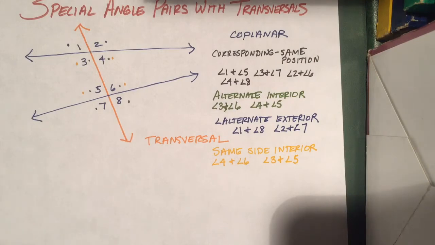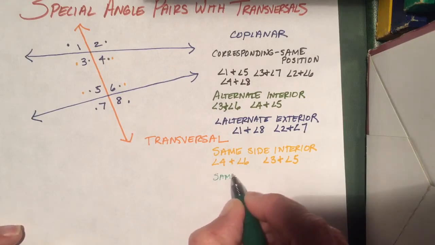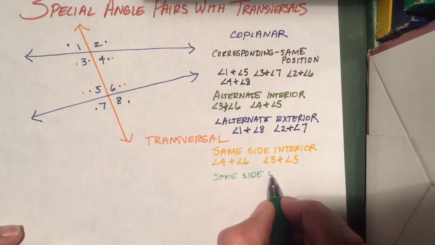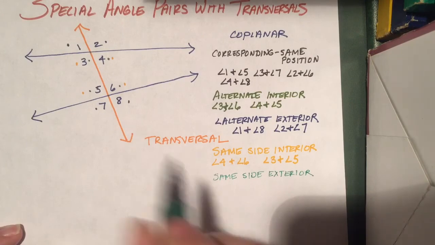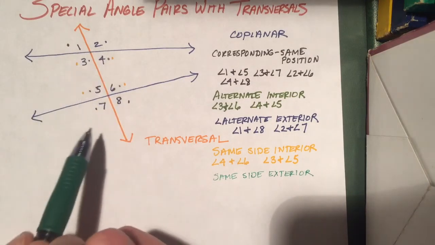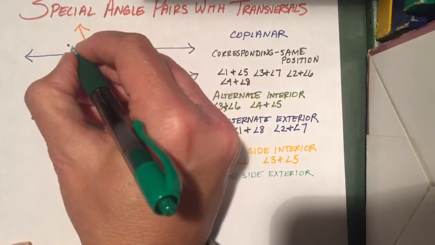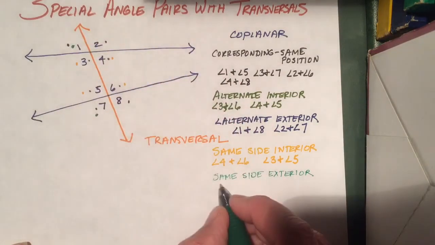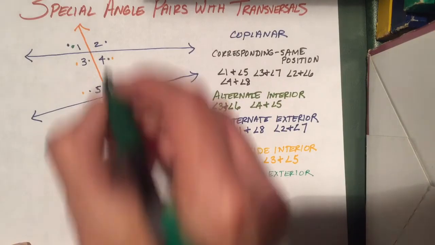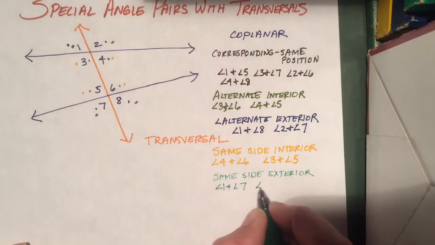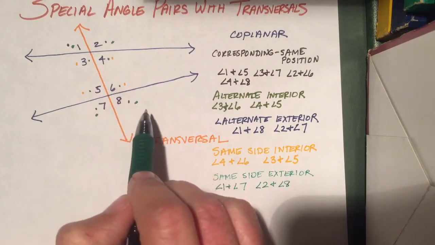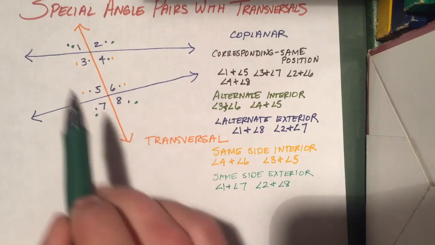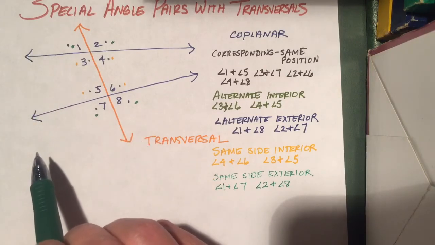Okay? All right, so we've got one more angle pair type, and that's going to be same side exterior. This is going to follow the same principle as same side interior, but now we're looking at the exterior angles, which are 1 and 2, 7 and 8. So angle 1 is on the same side as angle 7, and angle 2 is on the same side as angle 8. So those are your same side exteriors. 2 and 8 are both on the right of the transversal, and they're exterior. 1 and 7 are both on the left, and they're on the exterior.